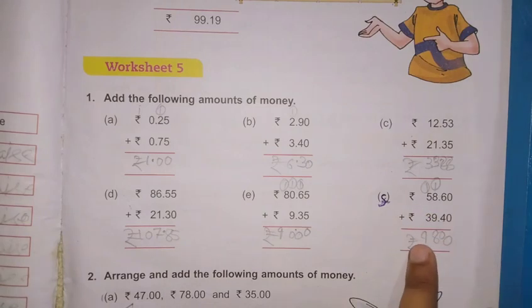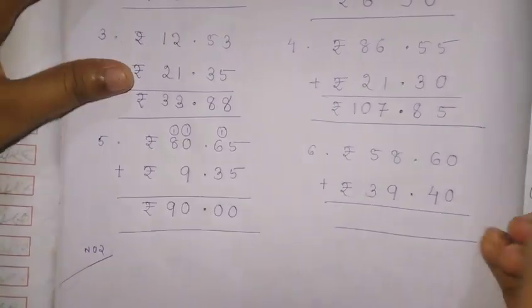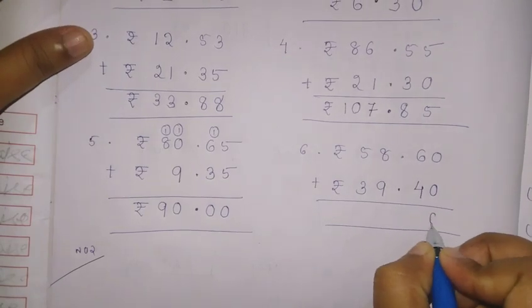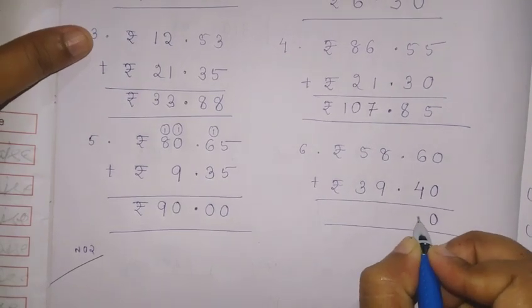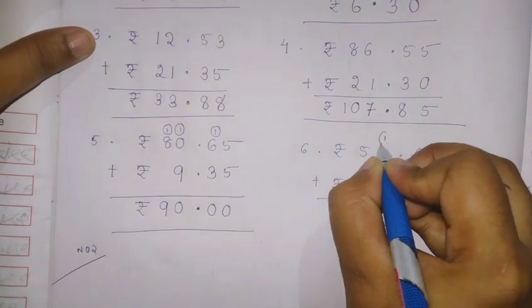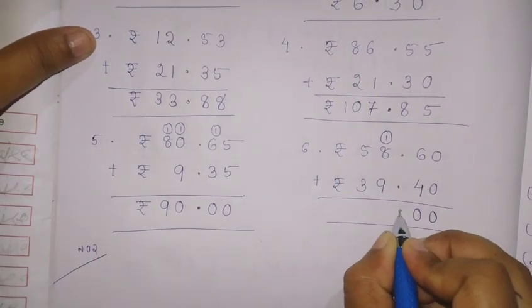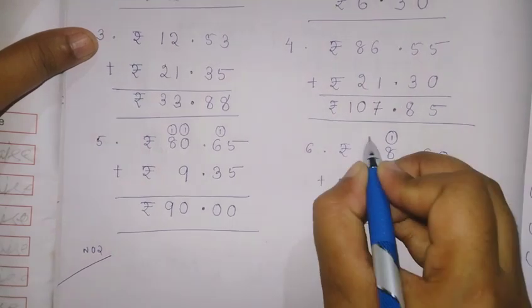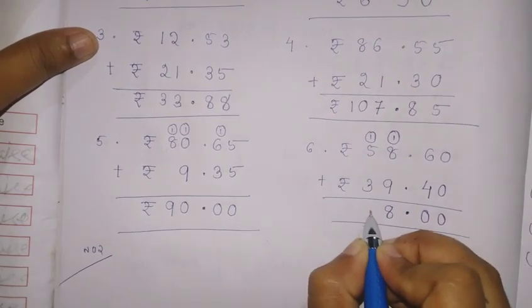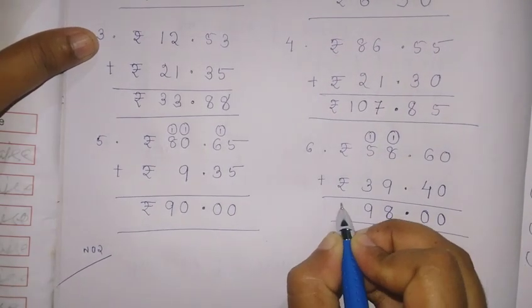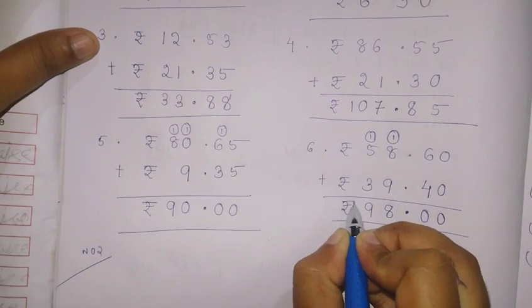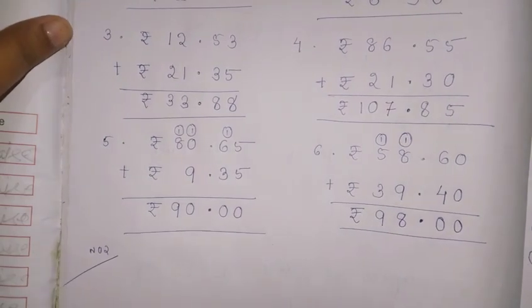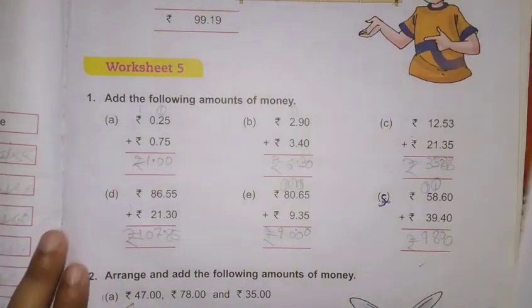58 rupees 60 paise plus 39 rupees 40 paise. 0 plus 0, 0. Then 6 plus 4, 10. We carry 1. Then we put dot. 8 plus 1, 9. 9 plus 9, 18. We carry 1. 5 plus 1, 6. 6 plus 3, 9. 98 rupees. Now we solve question number 2.